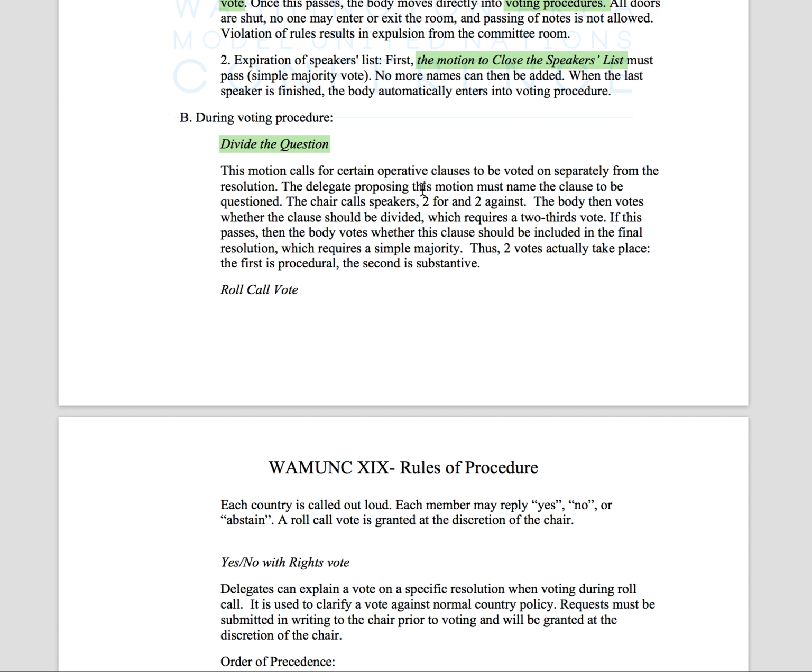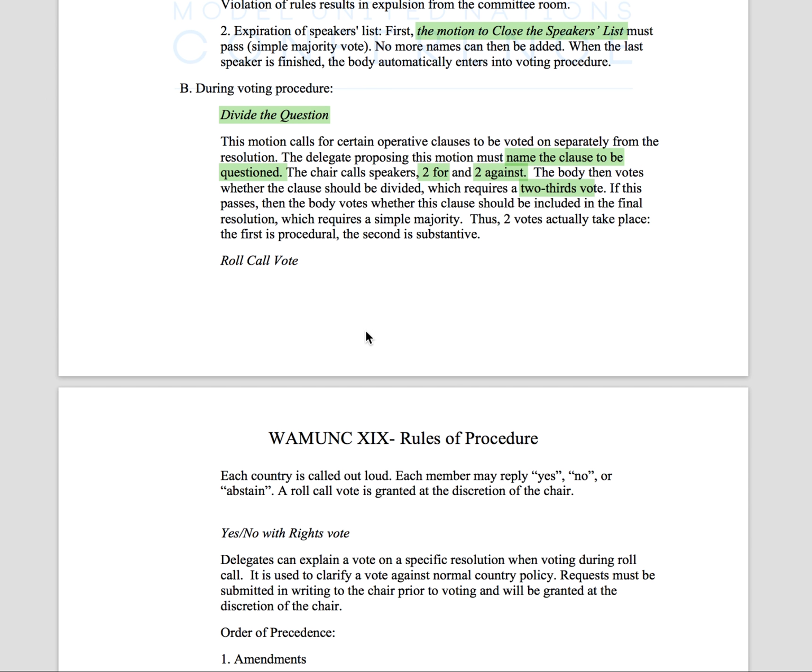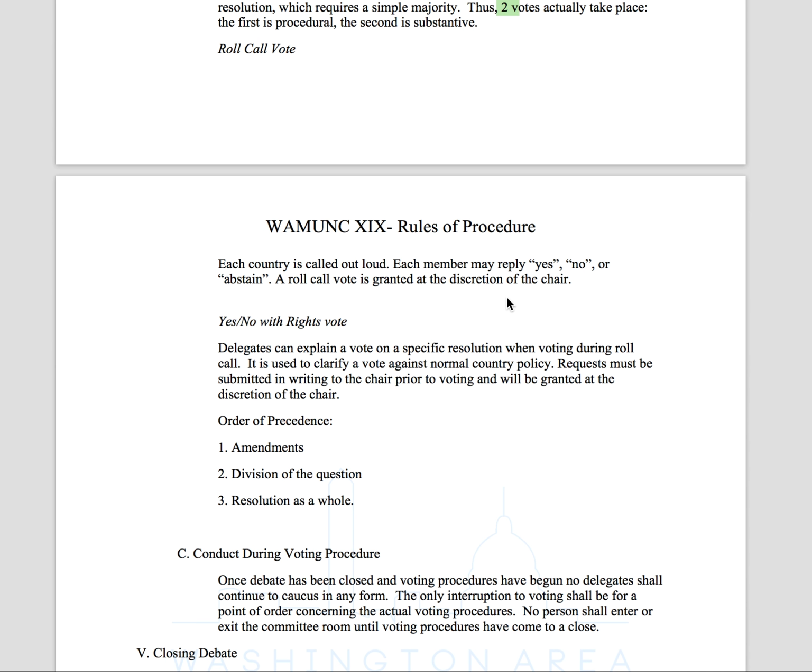So the delegate proposing this motion must name the clause to be questioned. The chair can call 2 speakers, so 2 people who are for and 2 people who are against. And then the body votes on whether the clause will be divided, 2/3 vote. And if this passes, the body votes on whether the clause should be included in the full resolution after the resolution is passed. So then you would have 2 votes, okay?